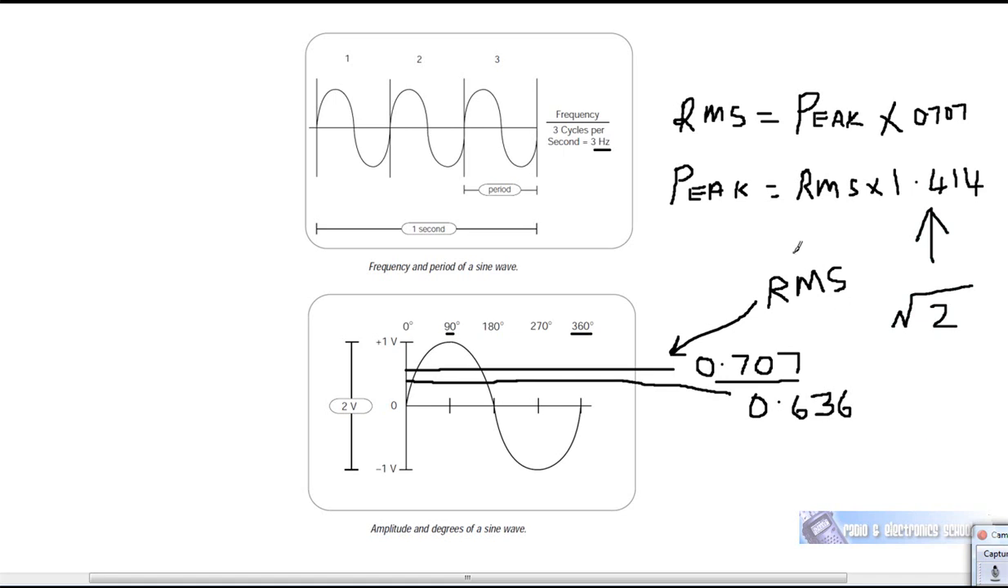You need to know these, and you need to know how to convert from RMS to peak and peak to RMS. And don't forget why you're doing it. The reason why you're doing it is because the RMS value is the value of a sine wave that has the same heating effect or will do the same work as that amount of DC.